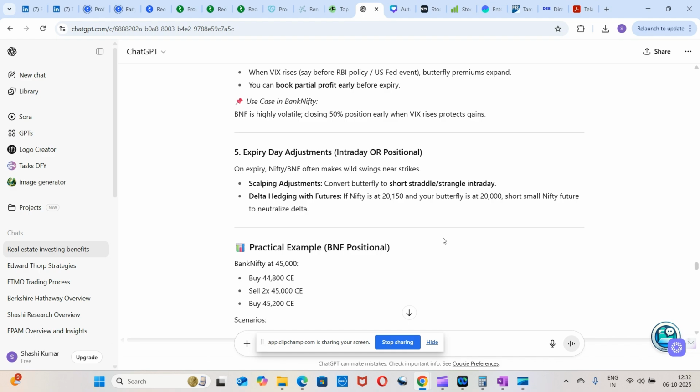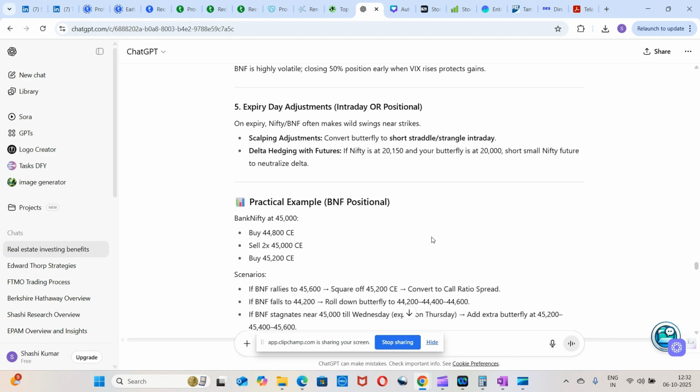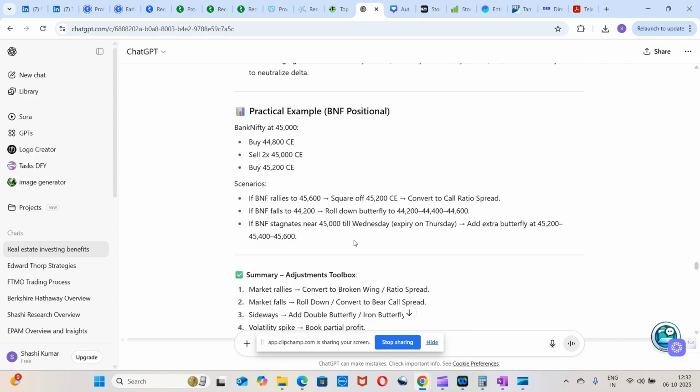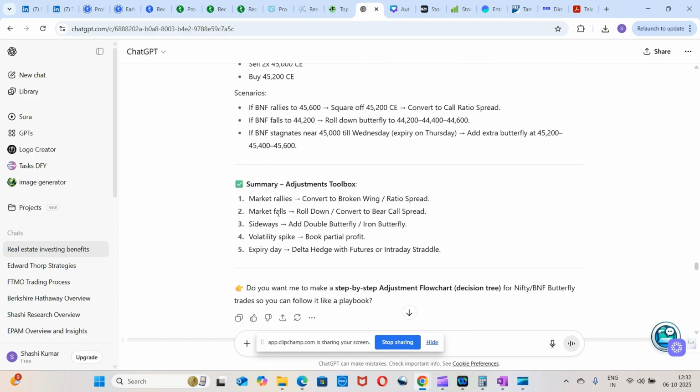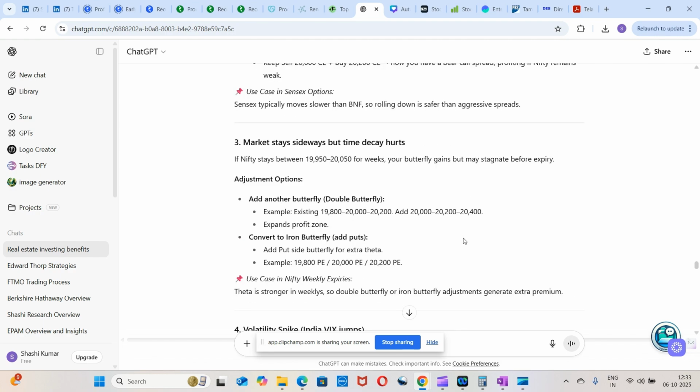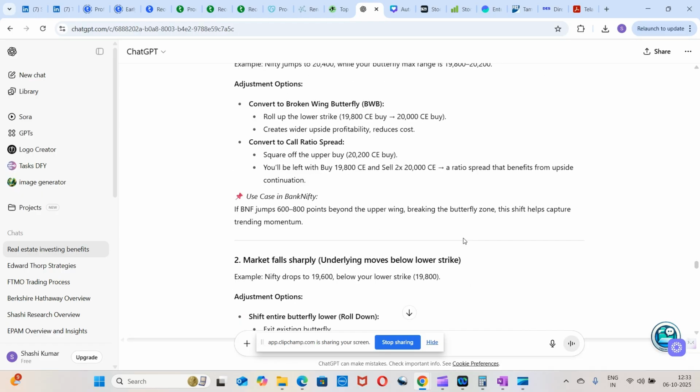Okay. So those are the different adjustments, guys, and the basic scenarios overall are: if the market rallies, then you convert it into a broken wing butterfly or a ratio spread. Okay, and if the market falls, then you roll down the butterfly or you convert it into a bear call spread. If the market is sideways, you do a double butterfly or you convert it into an iron butterfly. If there is a volatility spike, book partial profit. On expiry days, you delta hedge with futures or convert it into an intraday straddle or strangle. Okay. So that's the call butterfly strategy, a positional trade, and the adjustments that could be done for it.